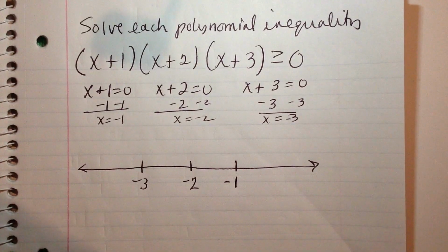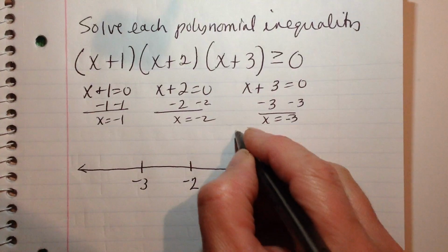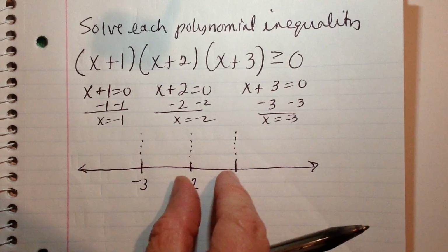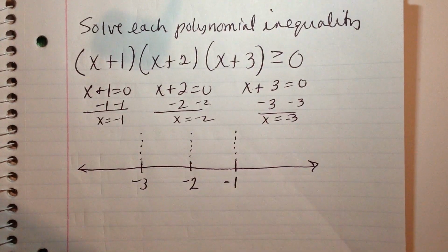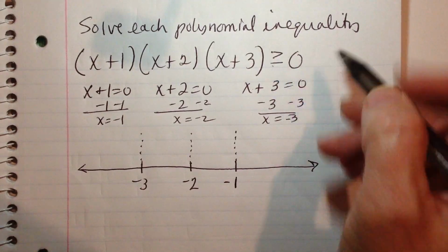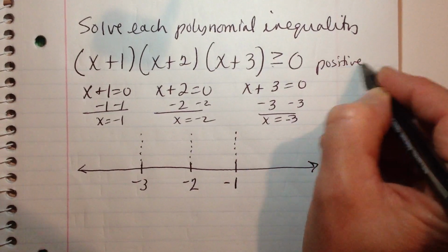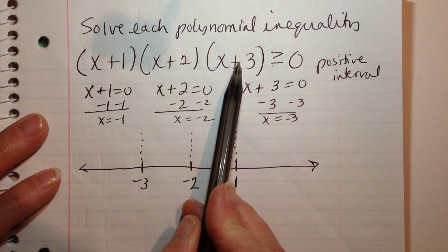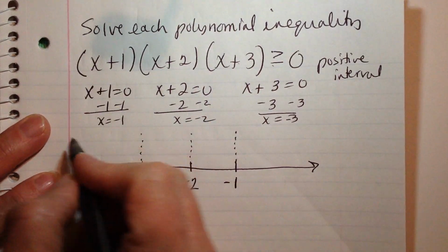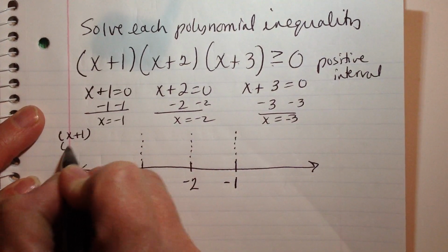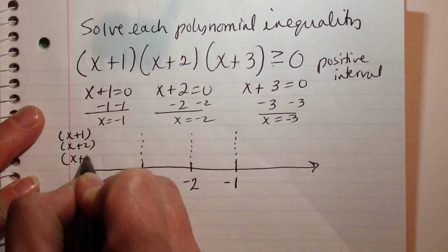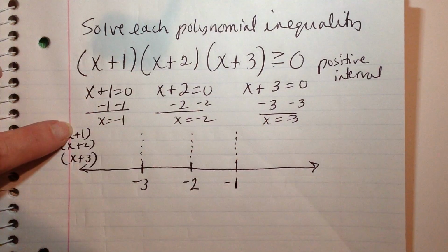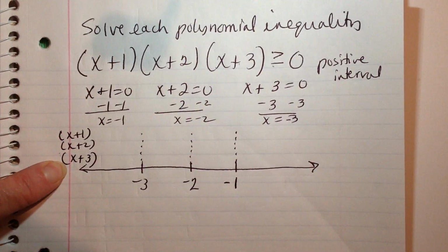So those are the numbers that we have on our number line that will divide our number line into 1, 2, 3, 4 separate intervals. Notice our original problem is greater than or equal to 0, so we're looking for positive intervals. This is my final factored form. I have x plus 1, x plus 2, and x plus 3. So I will have to plug in my test numbers to 3 different binomials.